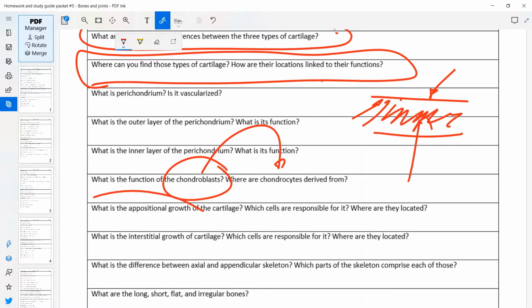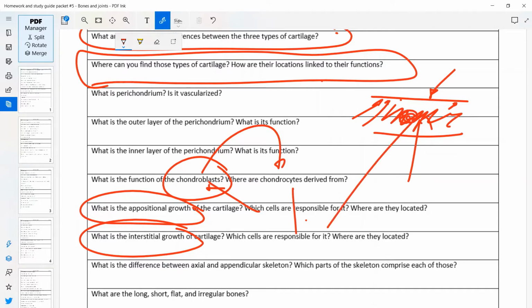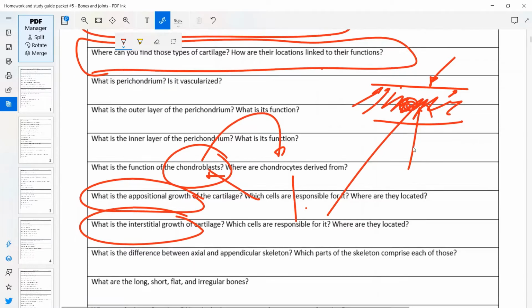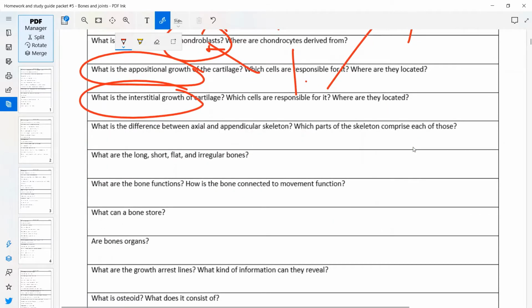So appositional growth of the cartilage is when chondroblasts located close to the perichondrium produce matrix. And interstitial growth is when chondrocytes located deep in the matrix, right here, expand the cartilage from within by depositing matrix from the inside.